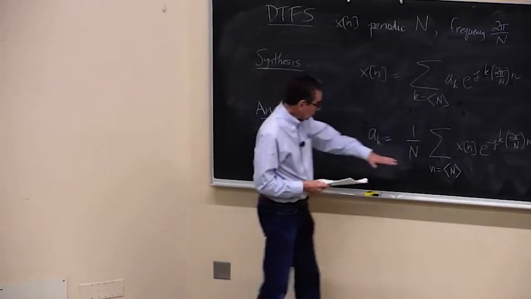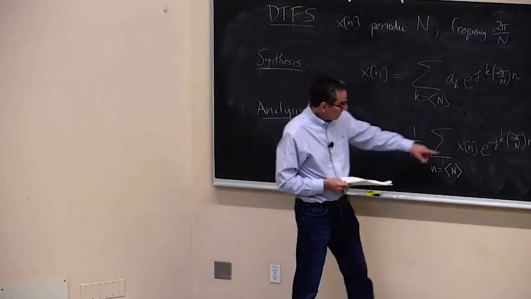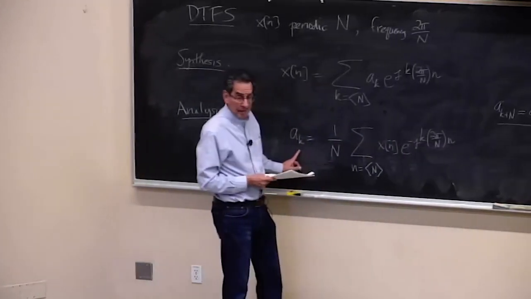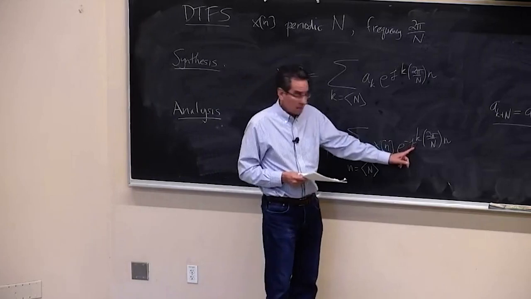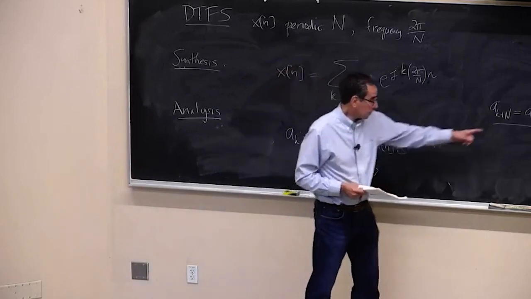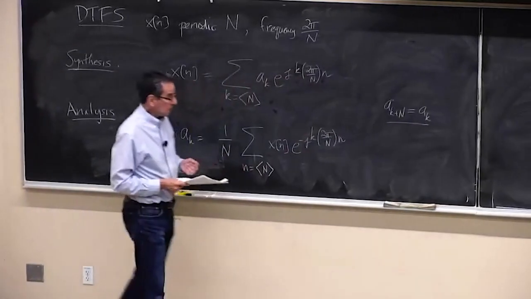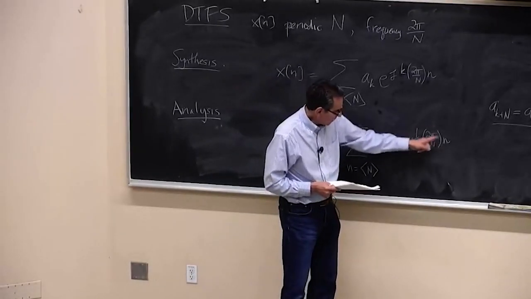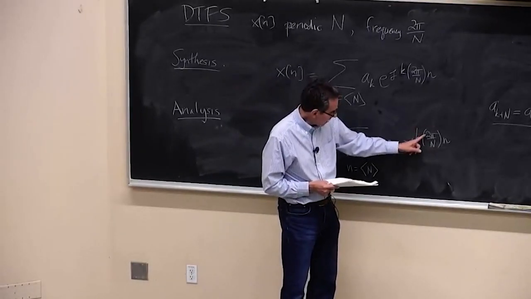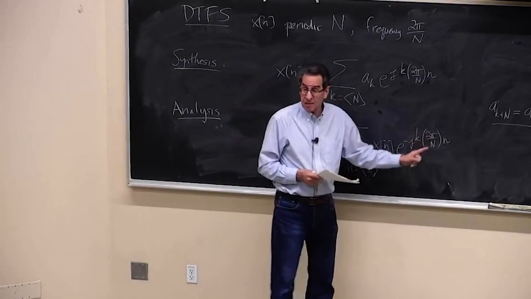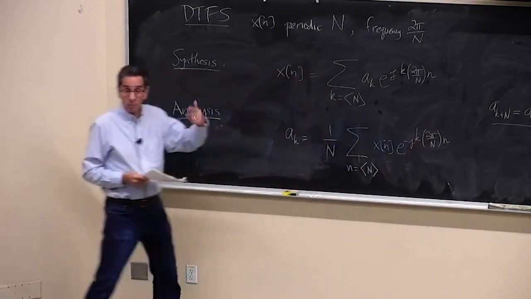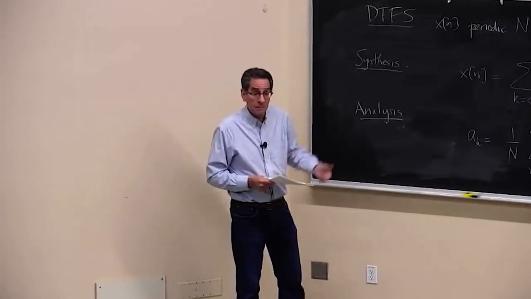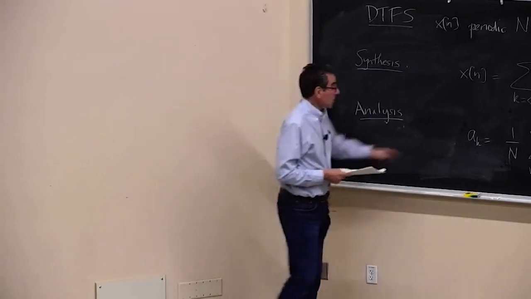And as I say, if you plug in k plus capital N into this thing, you'll see that when you evaluate this, you get the same thing as a sub k, because when you add capital N, you just are adding 2 pi to that angle. And when you add 2 pi to the angle, you get the same thing. So that's the Fourier series.